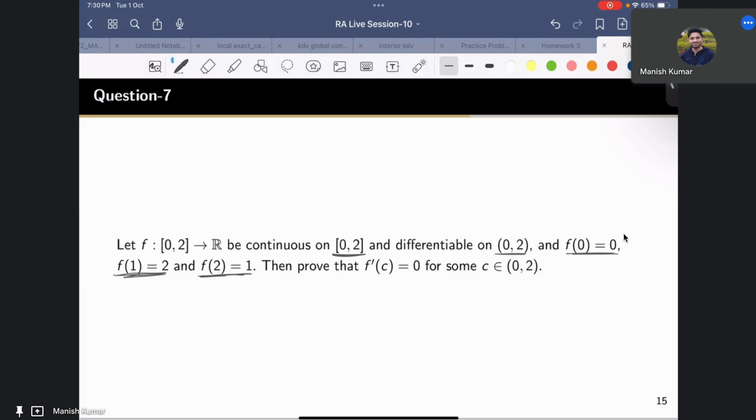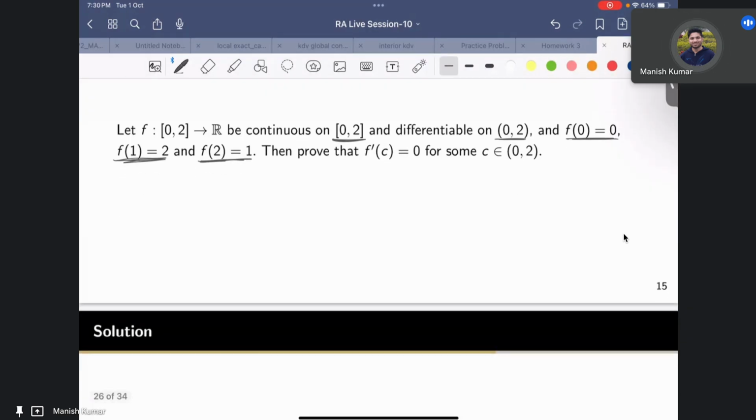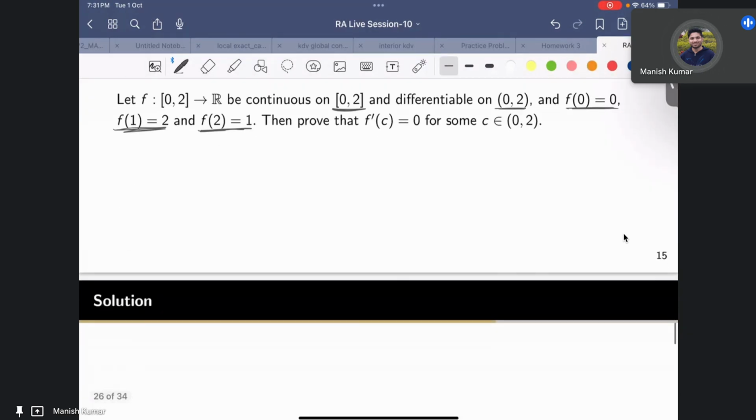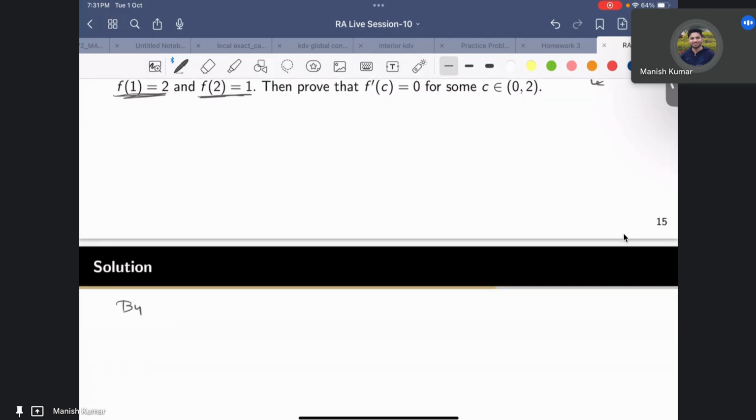Now how to solve this one? Again, when you see a problem in this fashion, that it's continuous on a closed interval and differentiable on the open interval, then you have to use the mean value theorem. So you can argue in this way. I'll try to use this by Lagrange's mean value theorem.